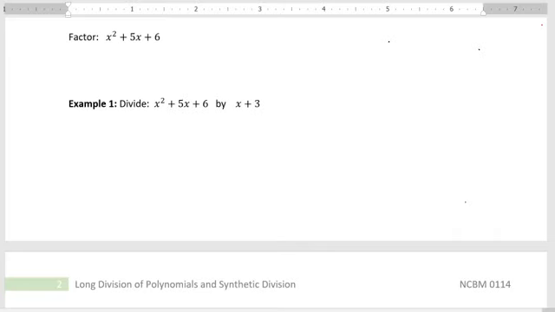So for synthetic division, we take the coefficients. So the number in front of x squared is a 1, so I'm going to write 1 here. The number in front of x here is a 5, so I'm going to write the 5. And then our constant is a 6. And then I'm going to draw this line here.